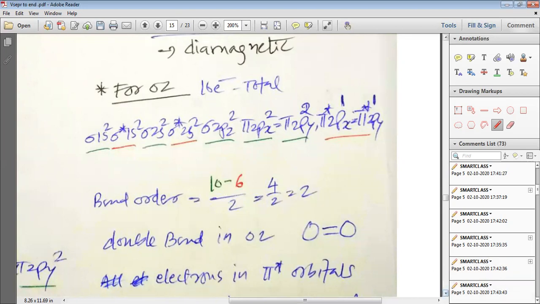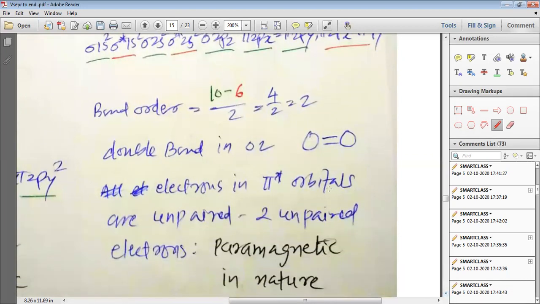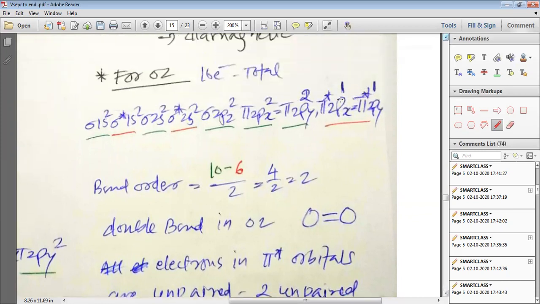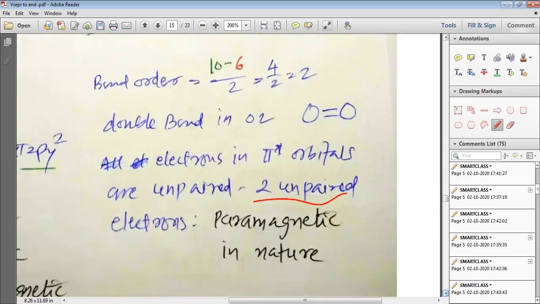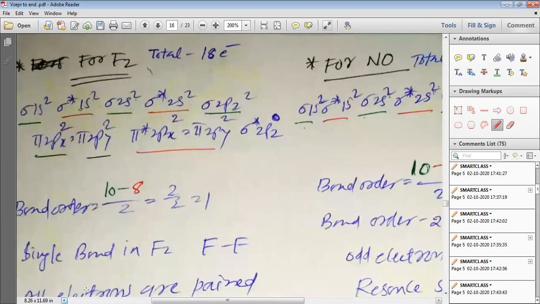That is why when the O2 molecule is formed, there is a double bond between the two oxygen atoms, and the electrons in the pi star orbitals are unpaired. So we have two unpaired electrons. You can see here that these two electrons are unpaired, and that is why our oxygen molecule is paramagnetic in nature, my dear students. So this is how, my dear students, we understand the formation of the oxygen molecule.